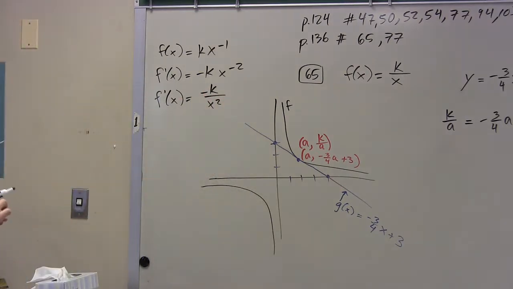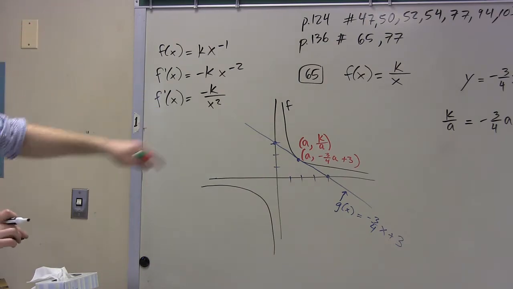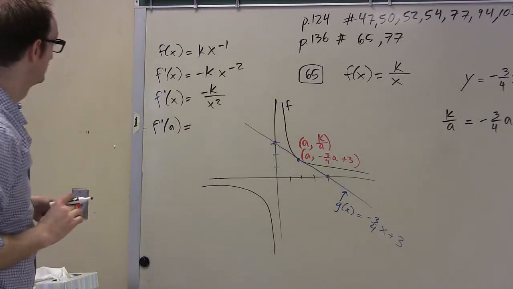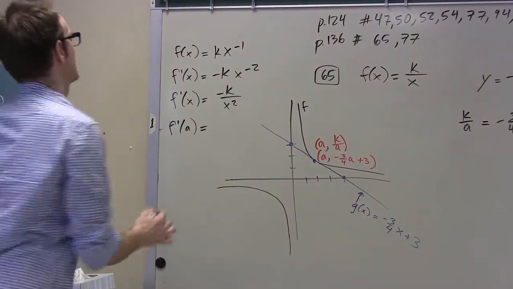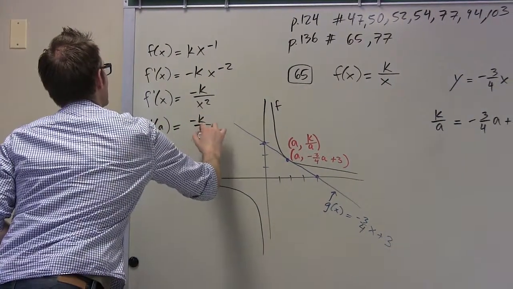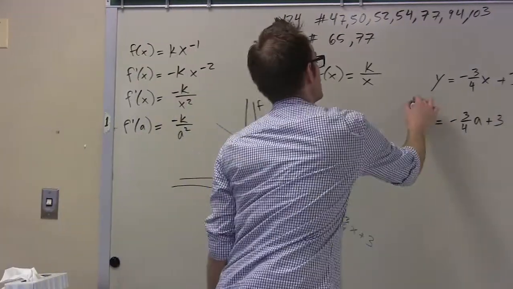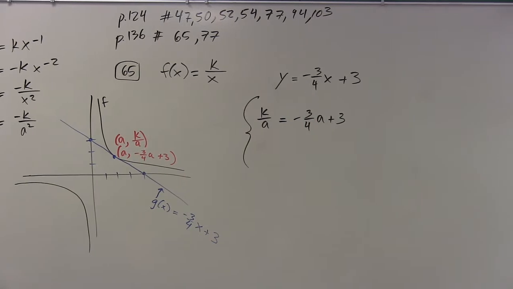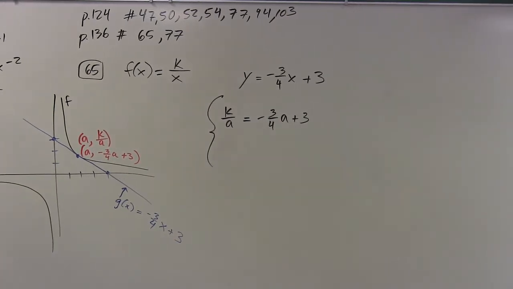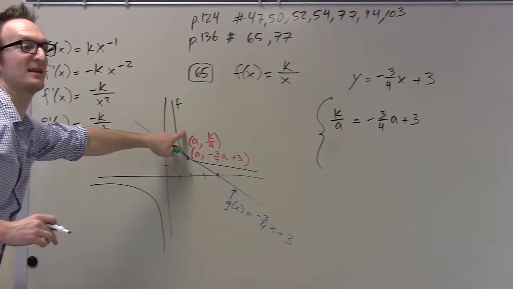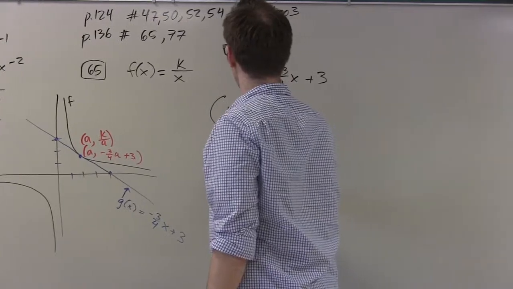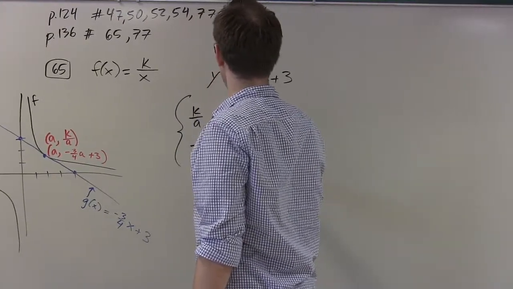And now, that's the derivative in general. The derivative at that particular point, what is f prime of A? Negative k over A squared. I just plug it in. It's negative k over A squared. And so my second equation is that the derivative of the function at this point has to equal the slope of that line. And so negative k over A squared has to be negative 3/4.